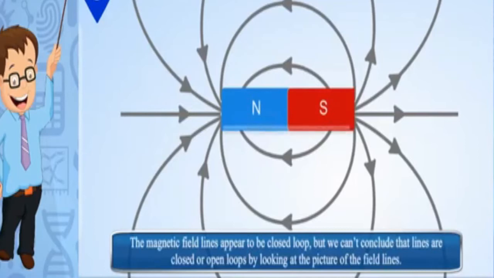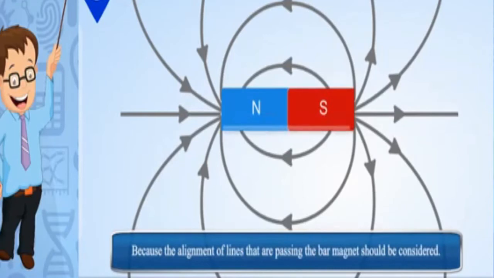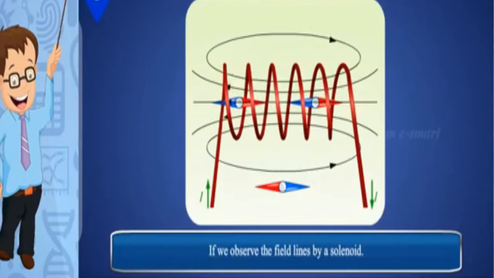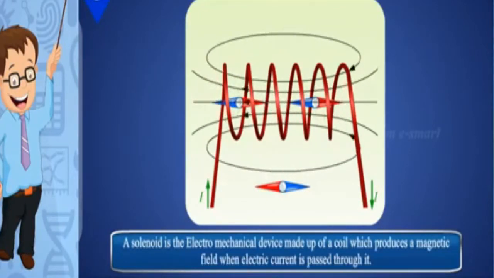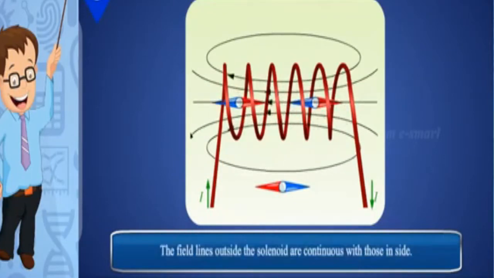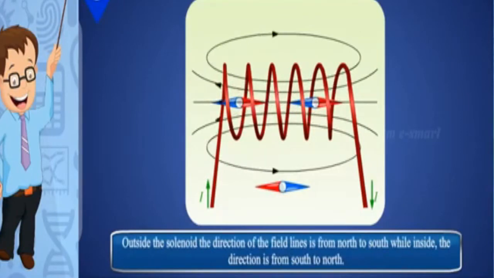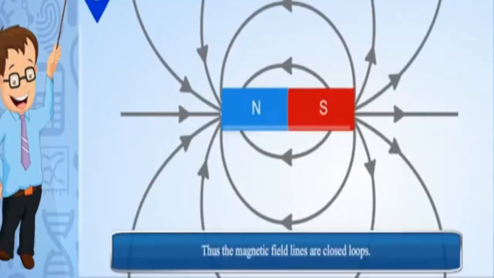The magnetic field lines appear to be closed loops, but we cannot conclude that lines are closed or open loops by looking at the picture of the field lines, because the alignment of lines that are passing through the bar magnet should be considered. If we observe the field lines of a solenoid, an electromagnetic device made up of a coil which produces a magnetic field when electric current is passed through it, the field lines outside the solenoid are continuous with those inside. Outside the solenoid, the direction of the field line is from north to south, while inside, the direction is from south to north. Thus, the magnetic field lines are closed loops.